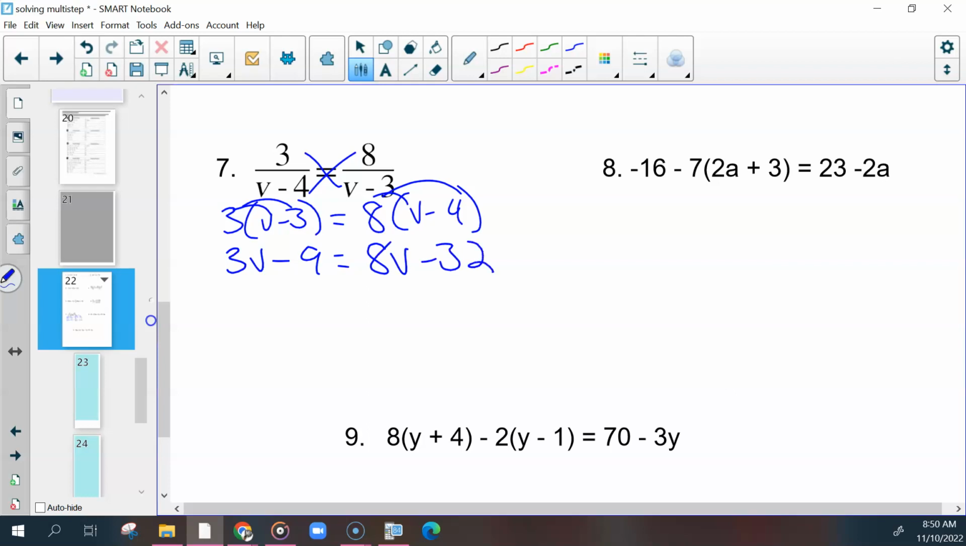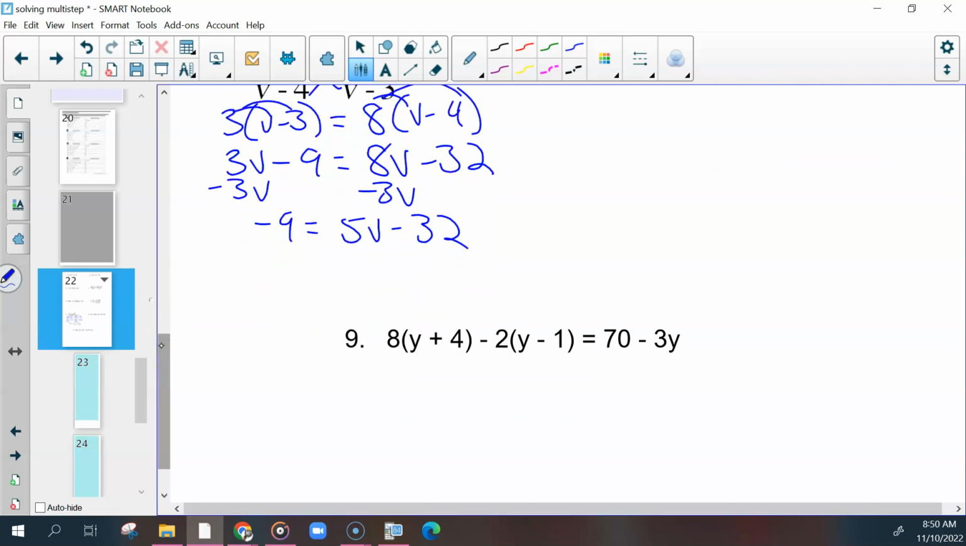Then you have choices. What is something that we moved first? You moved to the other side. Okay. If that's not the way you did it, that's okay. Don't erase your stuff. There are 4 different ways you could have gone about doing this. But if you moved v over, now you have to move your constant back. So add 32.